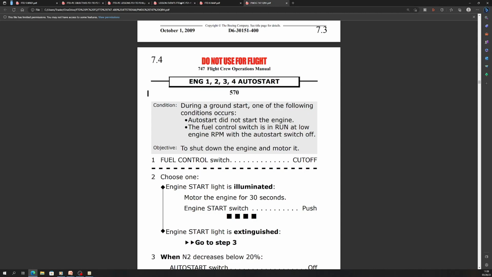We will do some manual starts. I forget which lesson it's on, but we'll assume that the auto start is inoperative, and we'll do a manual start. And I think we do it in the FTD. I know we do it in the full flight, but I think it's in the FTD as well. If not, we'll add it.